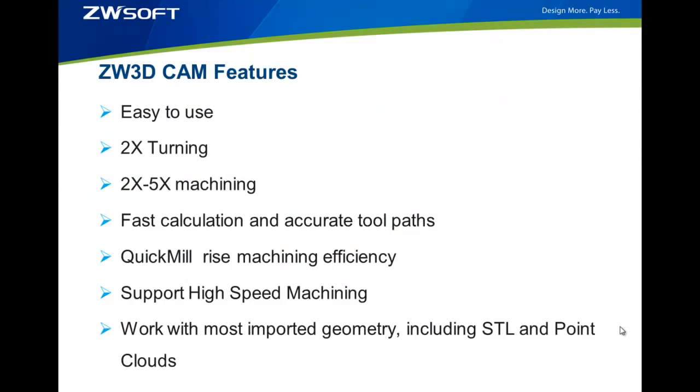This is the highlight for ZW3D CAM. ZW3D CAM is easy to use and it involves the functionality from 2x turning to 5x milling. And it can provide a faster calculation and accurate toolpath for users. It also provides a special technology we call Quick Mill. With the help of Quick Mill, it can raise the machining efficiency, and Quick Mill also supports high-speed machining. Besides, it can also work with important technology like STL and point cloud and so on.